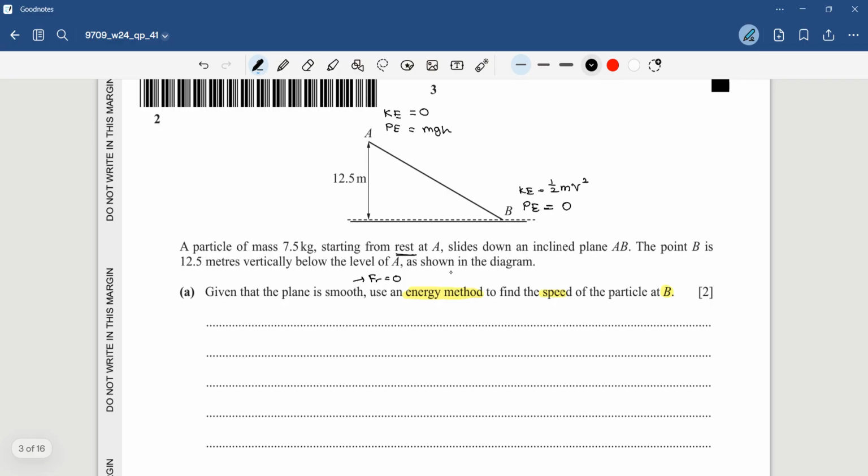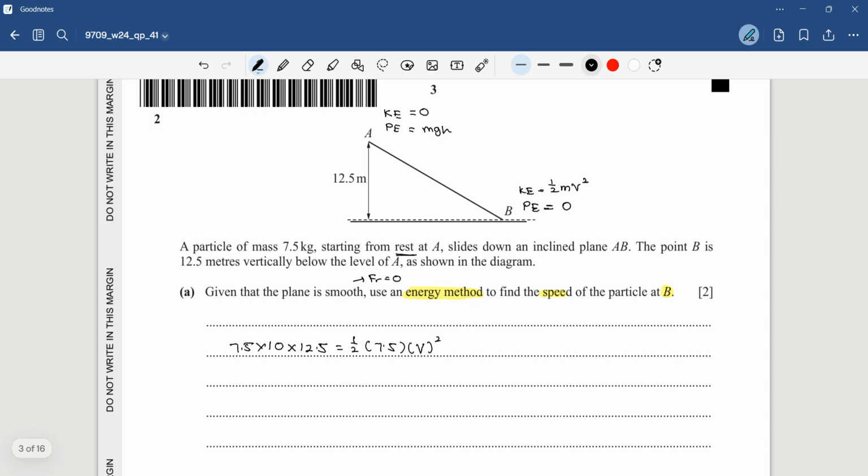And since there is a smooth plane, there is no frictional force, so there is no work done by any force. Okay, so the energy at A, which is mgh, so m will be 7.5, g is 10 and h is 12.5, is equivalent to half m v square, where m is 7.5, and we don't know the v square.